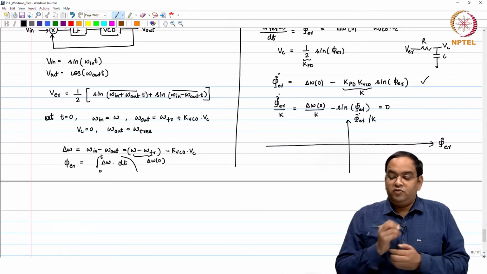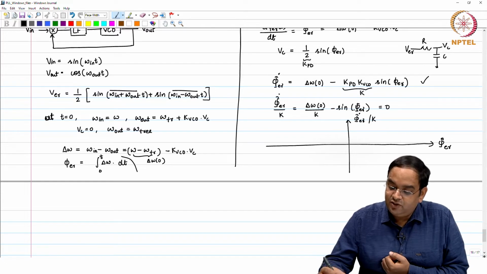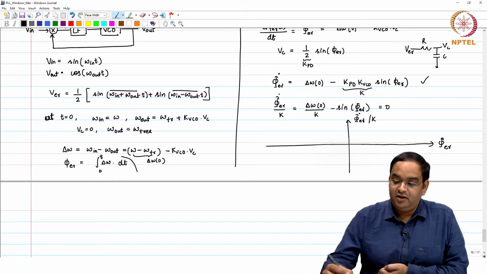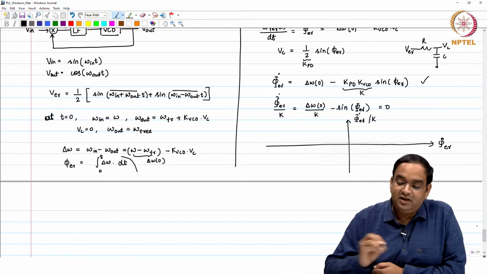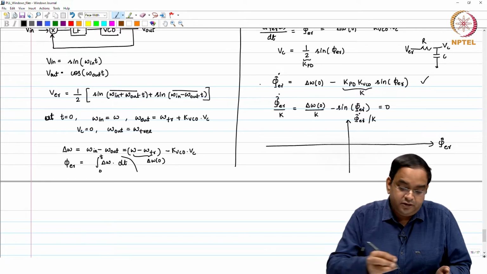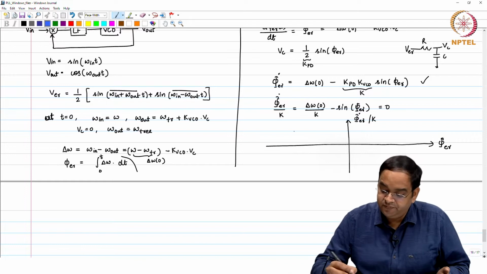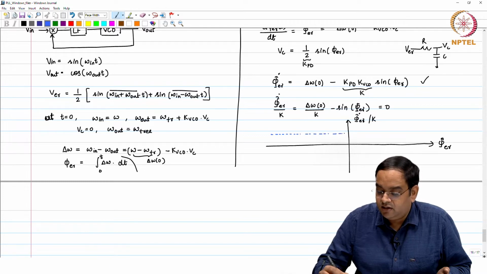Okay. So, with respect to phase error, phi error dot by k, you see that you are having minus sine of phase error here. Delta omega 0 is the initial frequency error which you have, and k is a constant. So, this is quite simple. What you will see here is an inverted sine shifted by delta omega 0 by k.